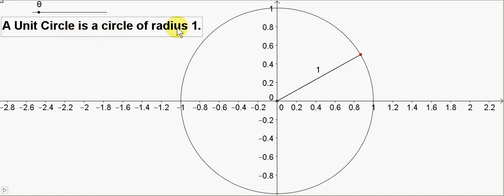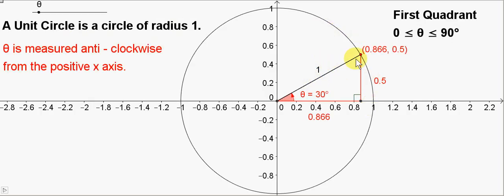A unit circle is a circle of radius 1. So it's 1 unit. It doesn't matter what the unit is. It could be 1 millimeter, 1 meter, whatever. Now, the unit circle is shown on the XY coordinate plane.